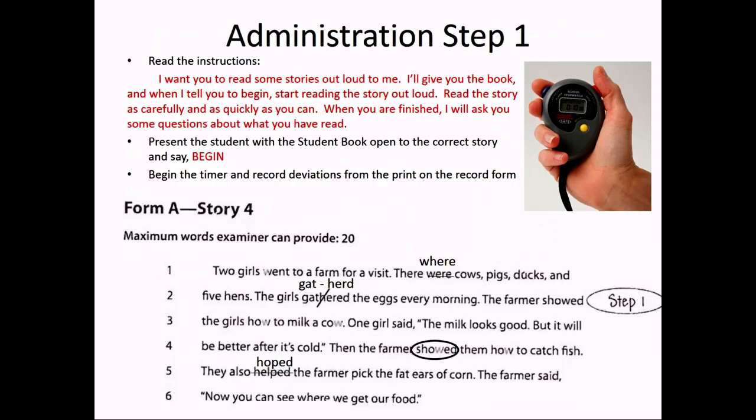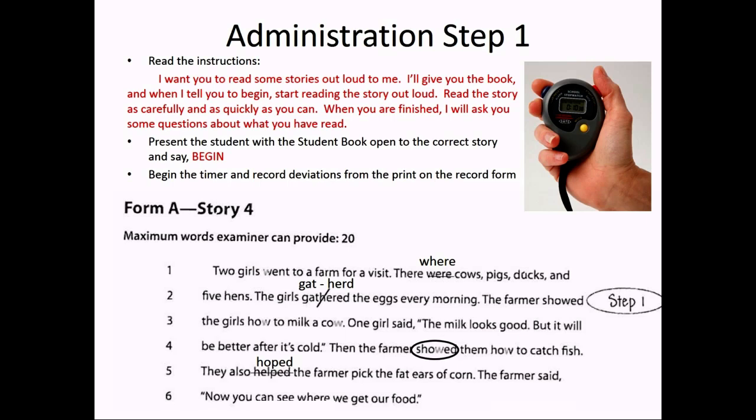Read these instructions. I want you to read some stories out loud to me. I'll give you the book, and when I tell you to begin, start reading the story out loud. Read the story as carefully and as quickly as you can. When you are finished, I will ask you some questions about what you have read.